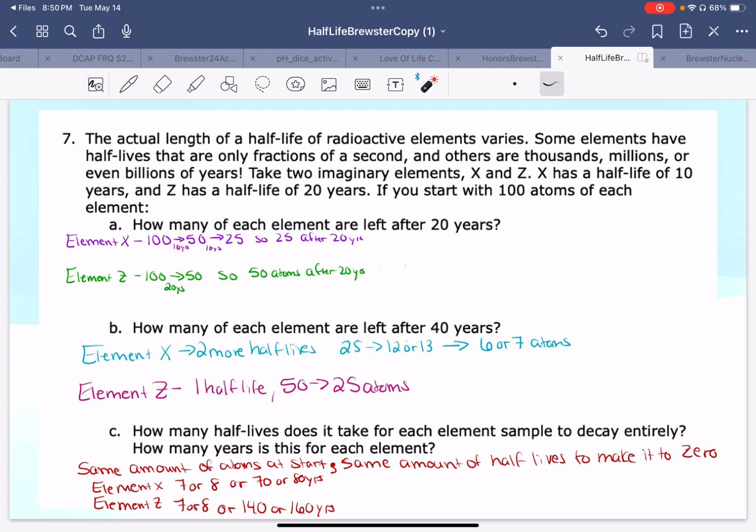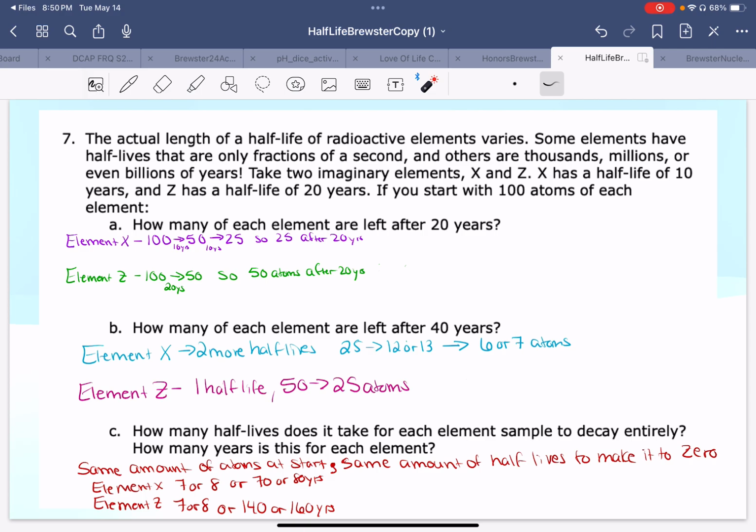Question B, how much of each element is left after 40 years? So now I'm going 40 years, or 20 more years. For element X, that means I do 2 more half-lives. And so 25 goes to 12 or 13, depending on how you round it. And then 6 or 7, depending on how you round it. Element Z, 1 half-life, I go from 50 to 25.